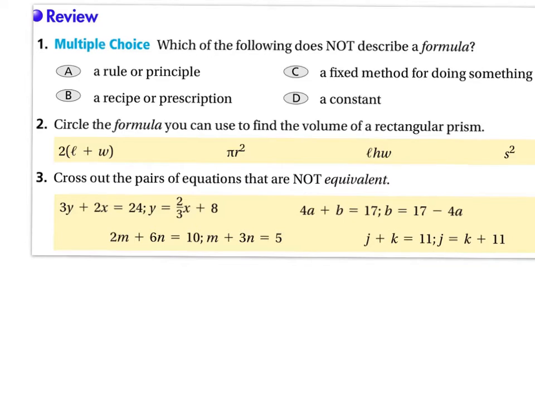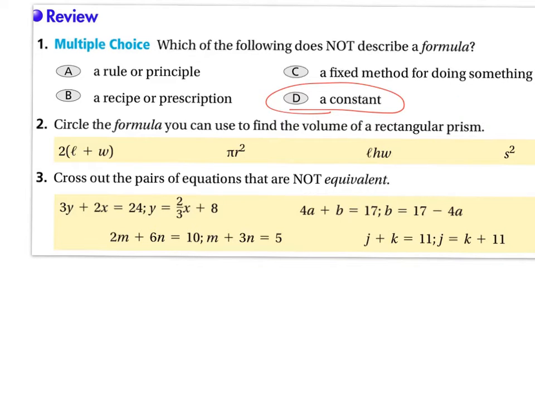So, which of the following does not describe a formula? Do you know? If you picked D, a constant, that is correct. A constant has no variables in it because that's by definition what a constant is, so it cannot be a formula. Circle the formula you can use to find the volume of a rectangular prism.